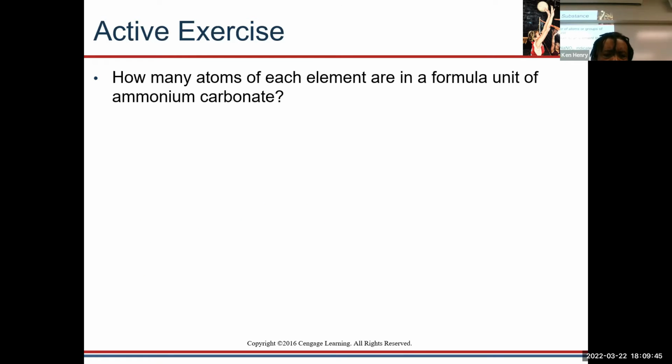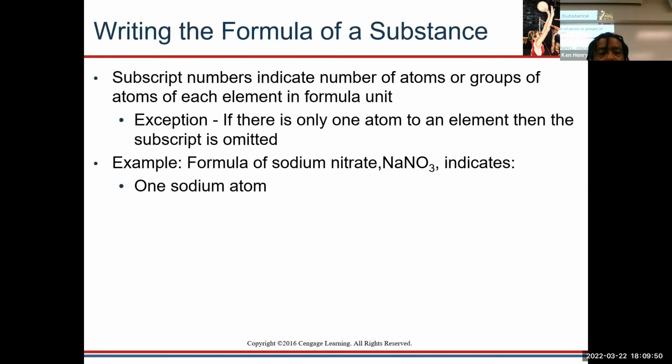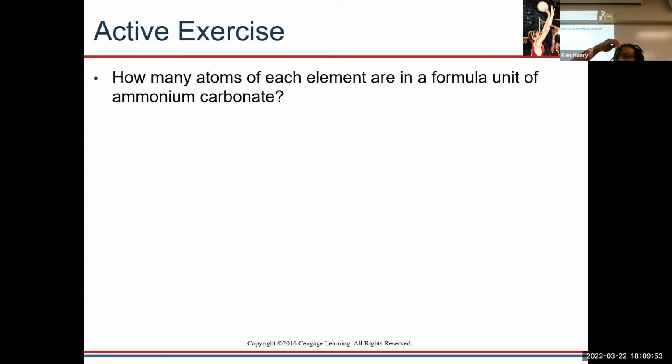Okay, so, there's something wrong here. Oh, that's right. How many atoms of each element are in the formula unit ammonium carbonate? So, ammonium carbonate. What is the chemical formula for ammonium carbonate? It's NH4, okay, and CO3.